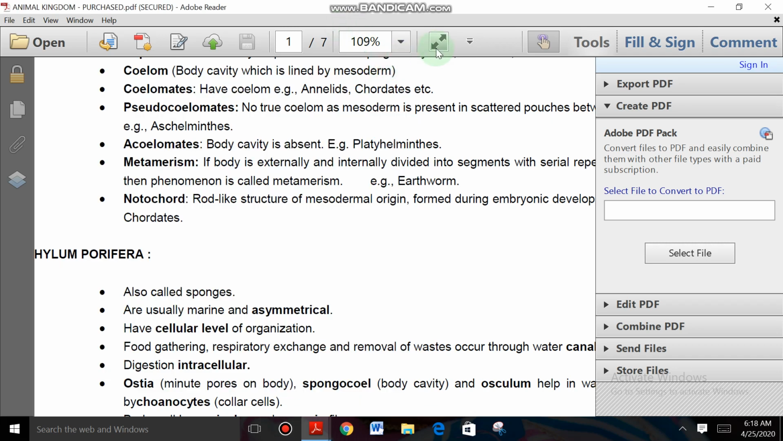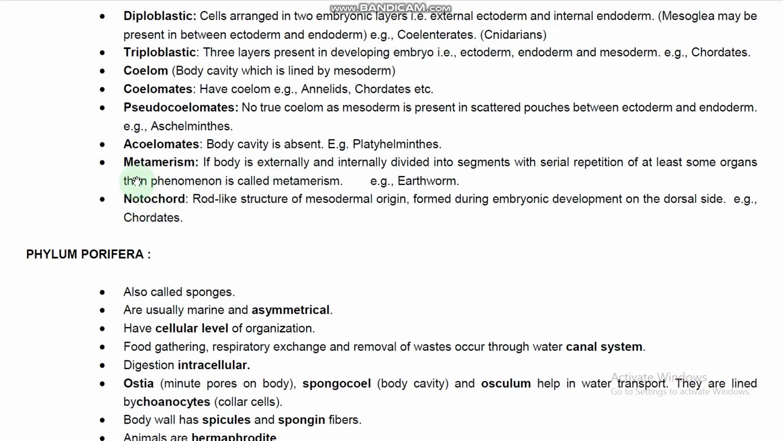Okay, right. So what are the examples for metamerism? Metameric organisms are phylum Annelida, phylum Arthropoda and Chordates. These three are the examples for metamerism. You need to remember.